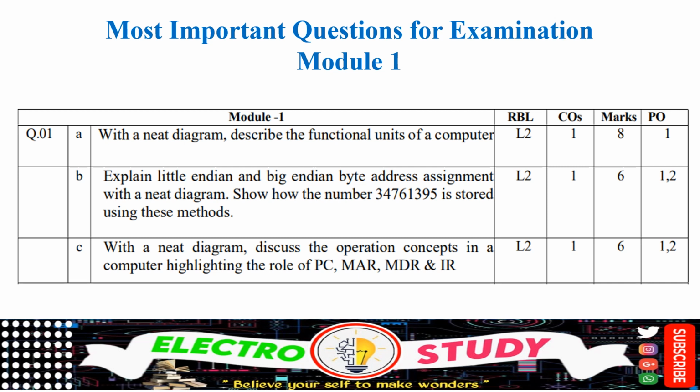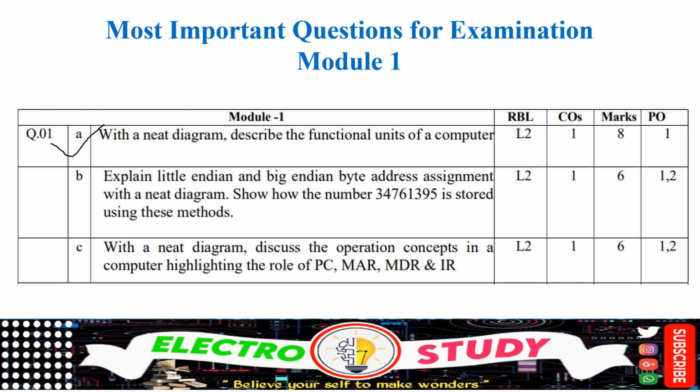Here you can draw the functional unit of the computer completely with blocks, and each block can be explained. The functional block diagram may carry 4 marks and the other 6 marks will be covered in your explanation of each block. The second: explain Little Endian and Big Endian byte address assignment with a neat diagram.